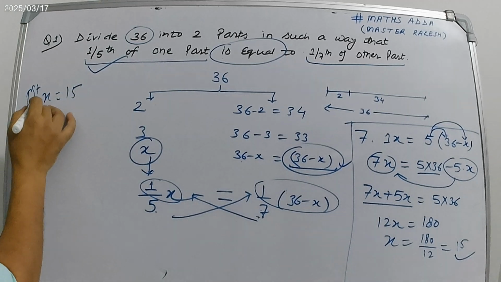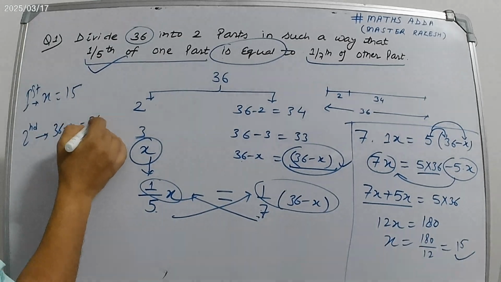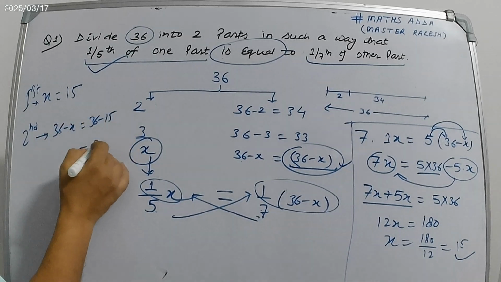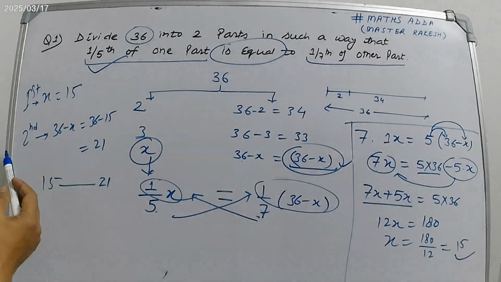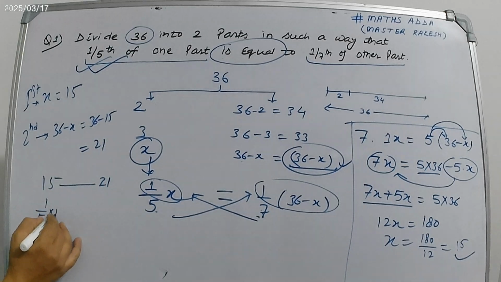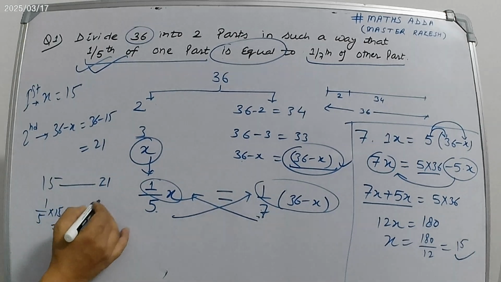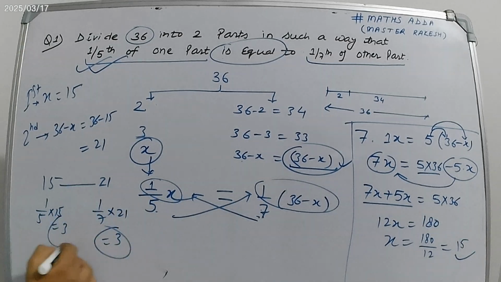Second part: 36 minus x. 36 minus 15 equals 21. So the parts are 15 and 21. You can check your answer. Take 1/5 of the first part: 1/5 of 15 equals 3. And 1/7 of 21 equals 3. 3 and 3, it means your answer is verified.